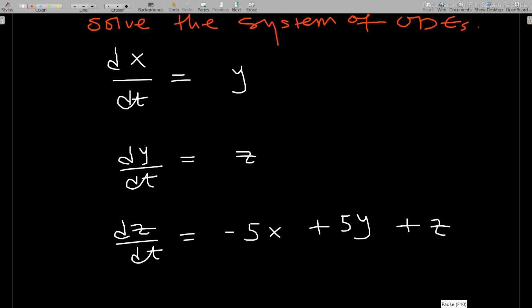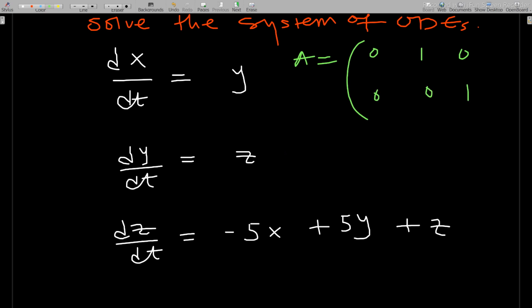Now we said that to solve such a problem, you need what we call the coefficient matrix. Since we have three equations, you get a 3 by 3 matrix, and the entries are just the coefficients of the variables in each equation. In the first equation, the coefficient of x is 0, y is 1, z is 0, and in the second equation, x is 0, y is 0, z is 1.